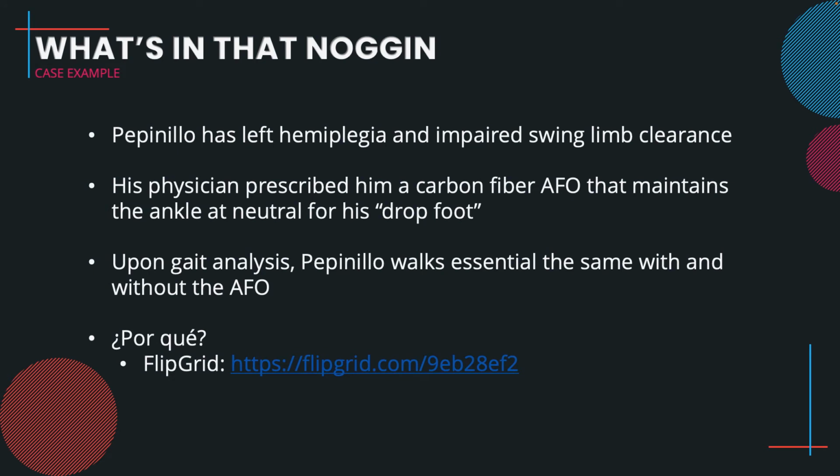All right, so we haven't gotten into any kind of orthotic prescription yet, but I just want to use this as a low-stakes thought exercise for you guys. We have the case of somebody that came in with impaired swing limb clearance, and his doctor prescribed him a carbon fiber AFO to help maintain his ankle in neutral. That's all that this AFO will do, is just keep his ankle maintained in neutral. And when we analyze his gait, he walks the same with and without the AFO. I want you guys to complete this flip grid and just answer why you think that may be.